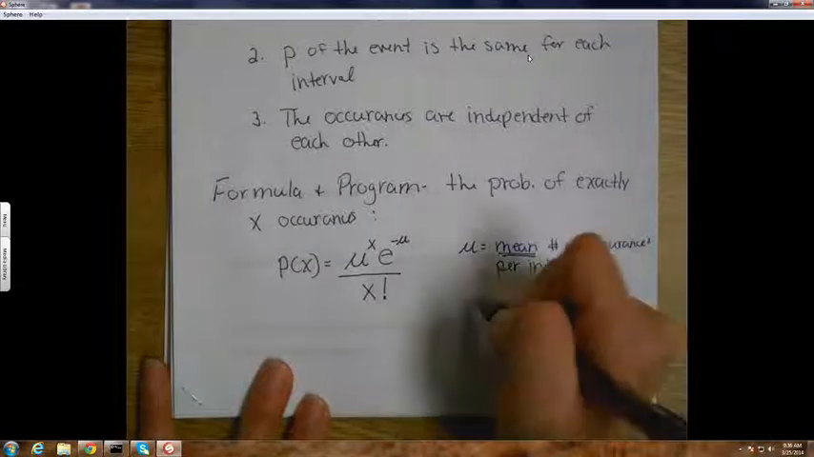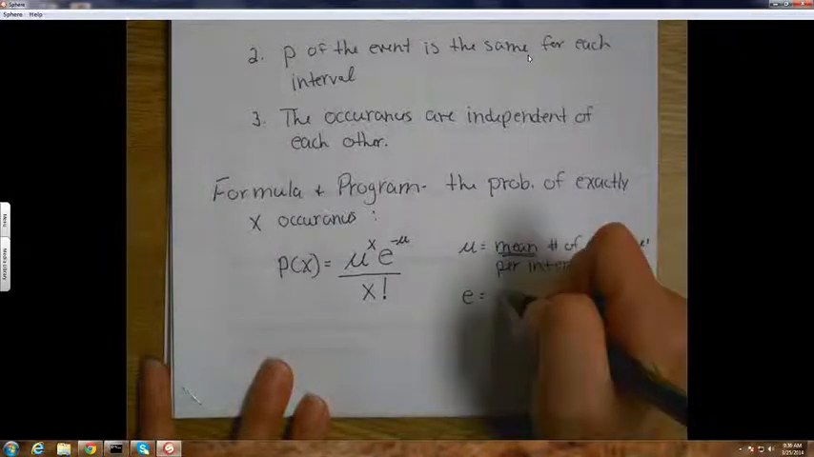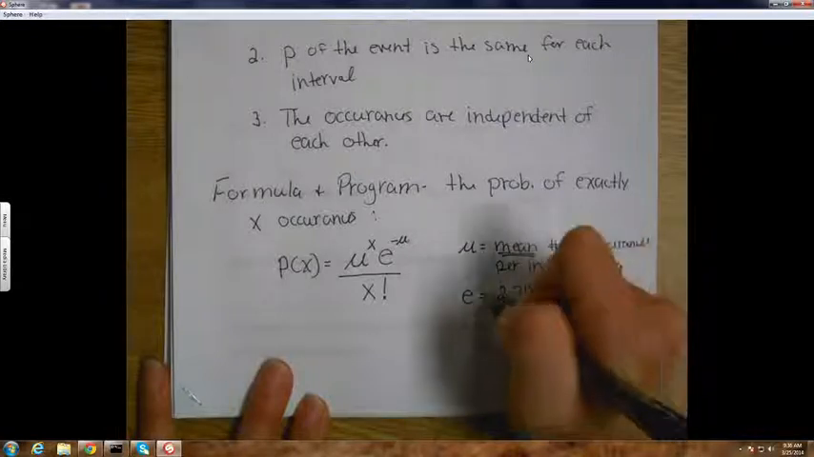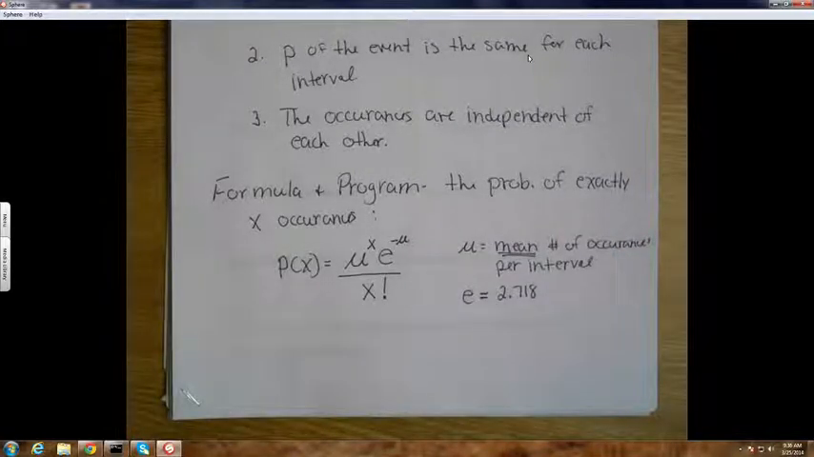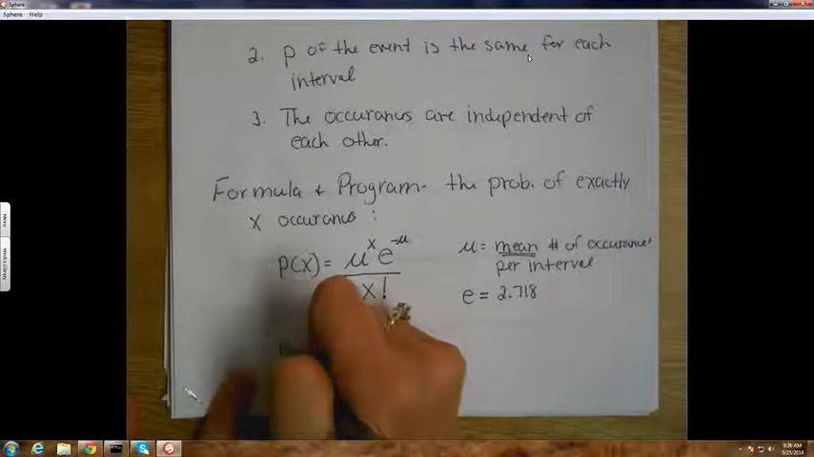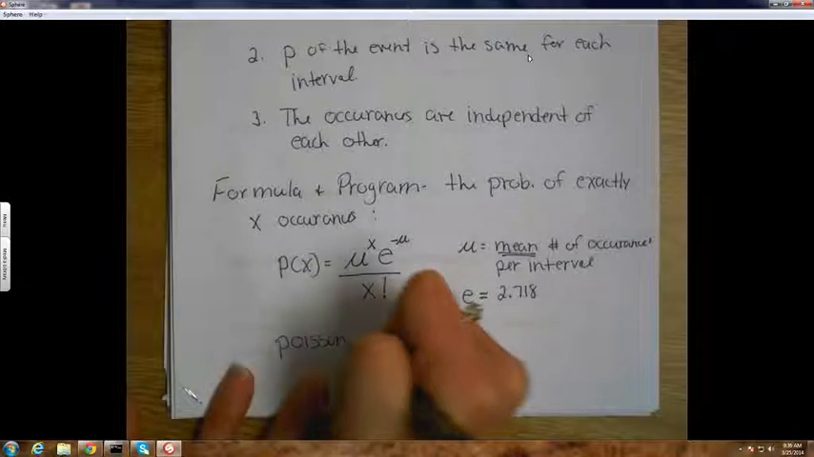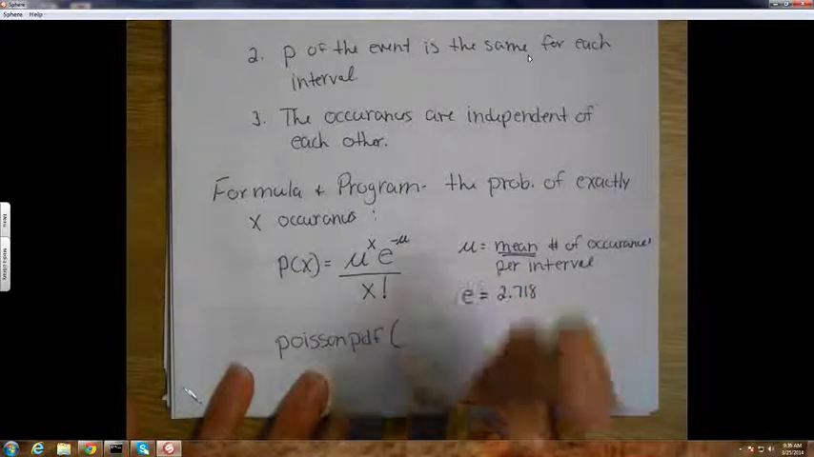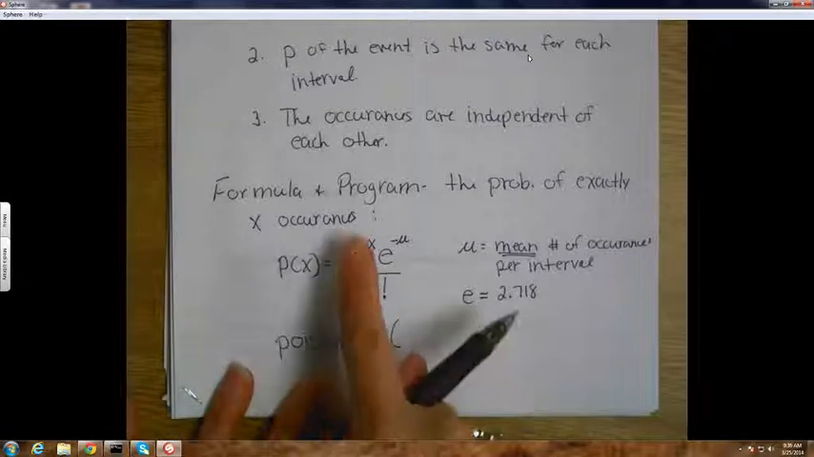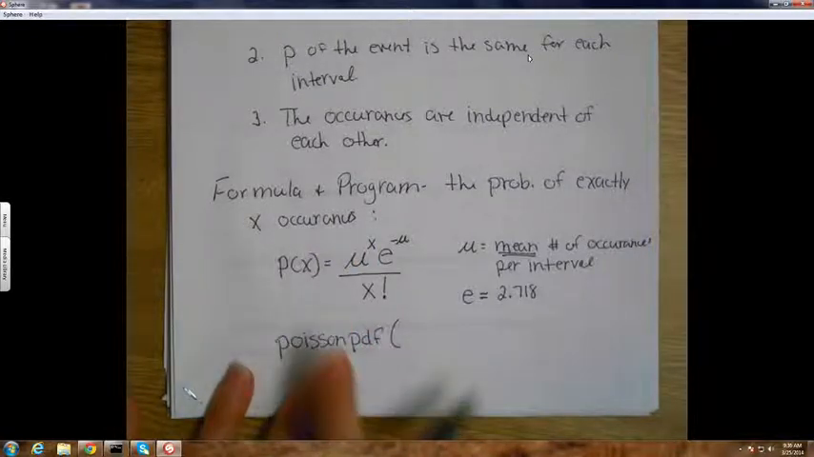Okay, E is a constant. It's approximately 2.718. You have an E button on your calculators, right here on the graphing one. It's like pi. Pi is a constant, so is E. We just don't use E as often. But all the scientific calculators have them and the graphing calculators. But we don't do it by hand anyway. We're going to use the Poisson PDF. It's the program that goes for this formula. This formula is built into the PDF program.